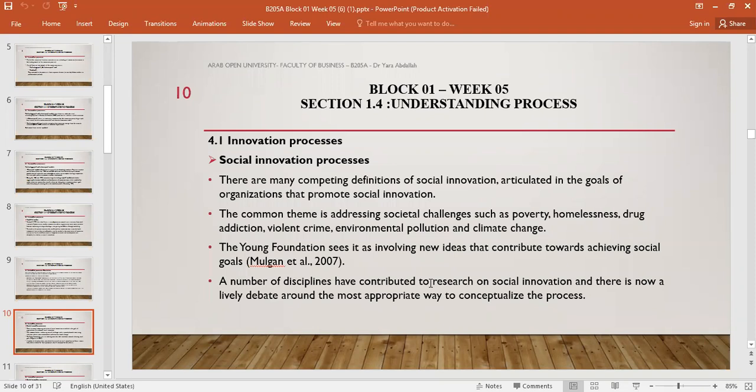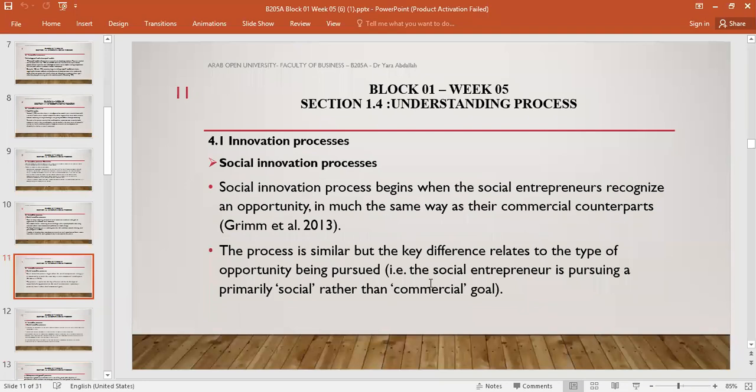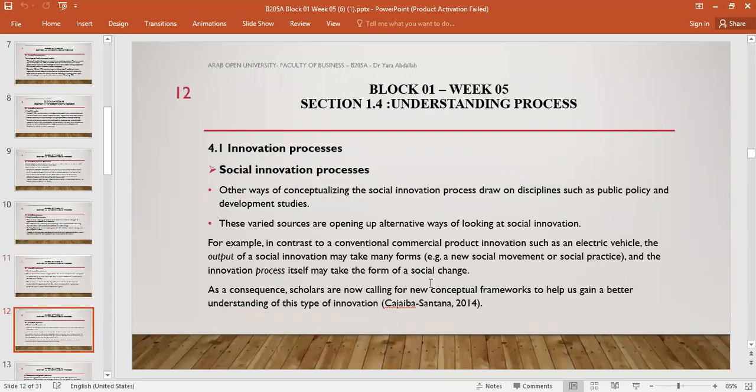The aim is a social goal, not commercial goal. And this is why, as an entrepreneur, as a social entrepreneur, you should recognize this opportunity. You should recognize this social opportunity. It is not a commercial goal. It is a social goal.